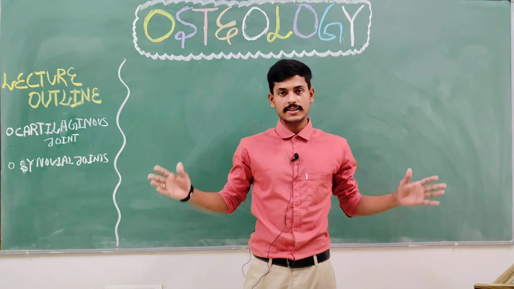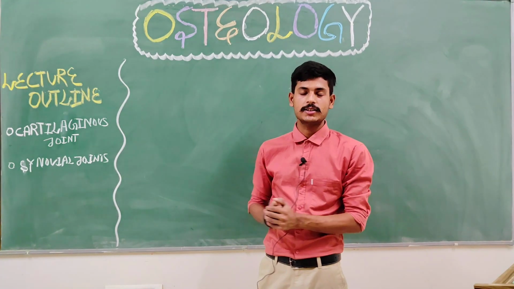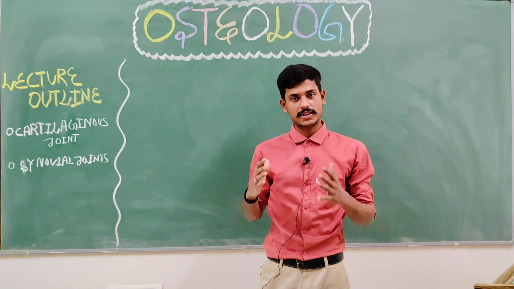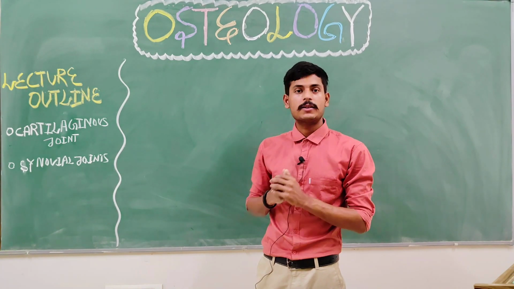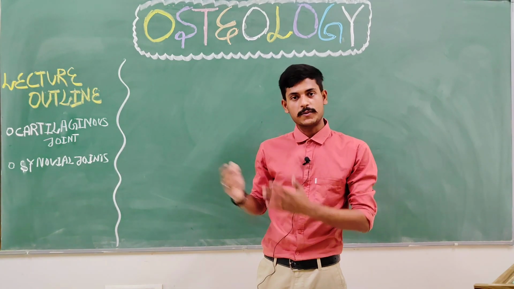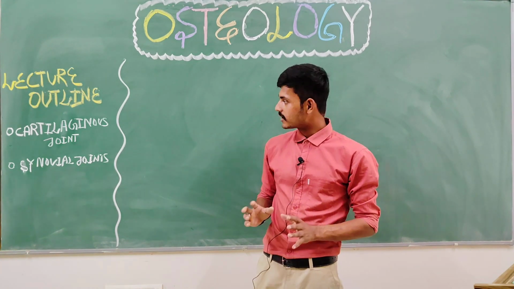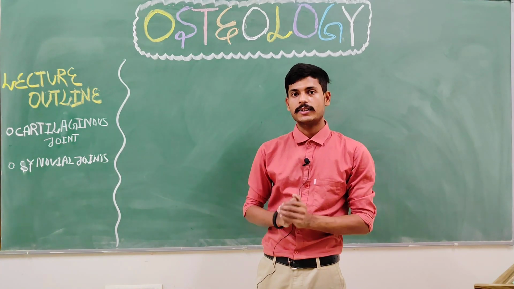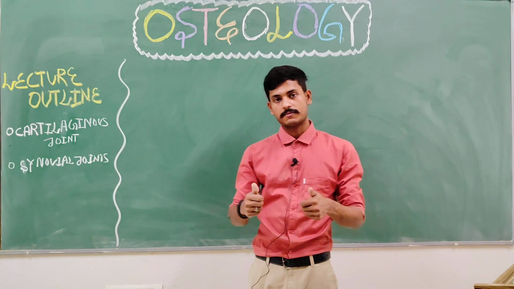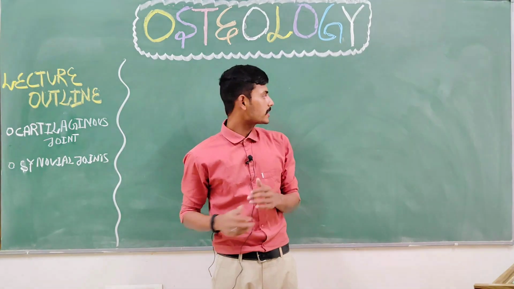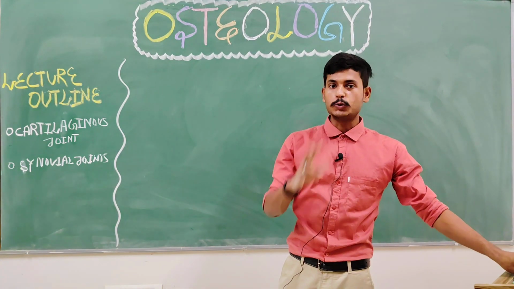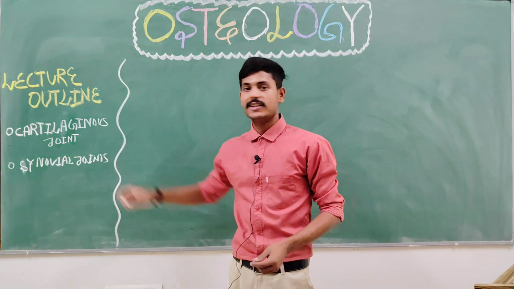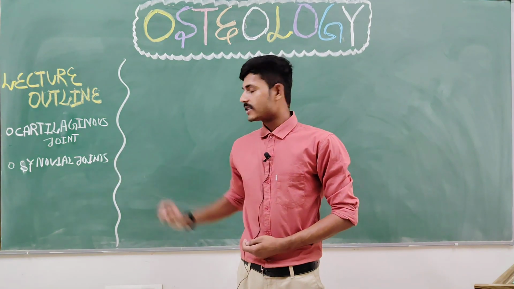We started a series of lectures on osteology, a branch of anatomy which deals with the study of bones. Till now we covered so many topics about the bones, and we started the joints, and we discussed the first joint, that's our fibrous joint we studied in our previous lectures. So today we are going to cover two types of joint. The first one is called cartilaginous joint, and the second one is the synovial joint.